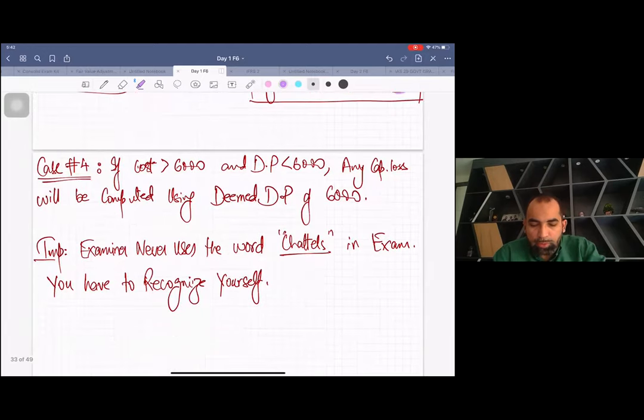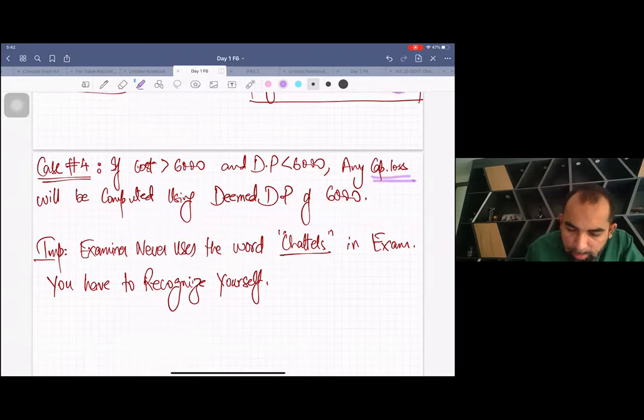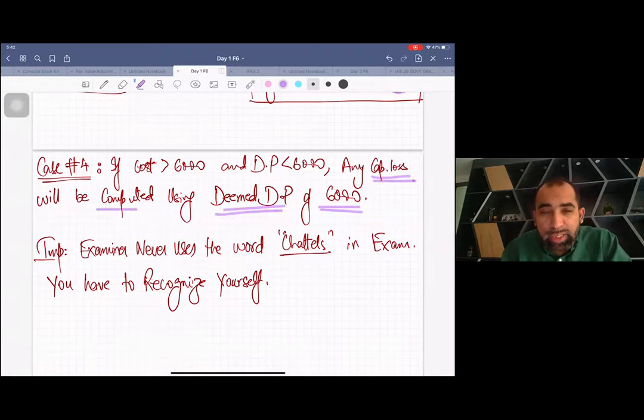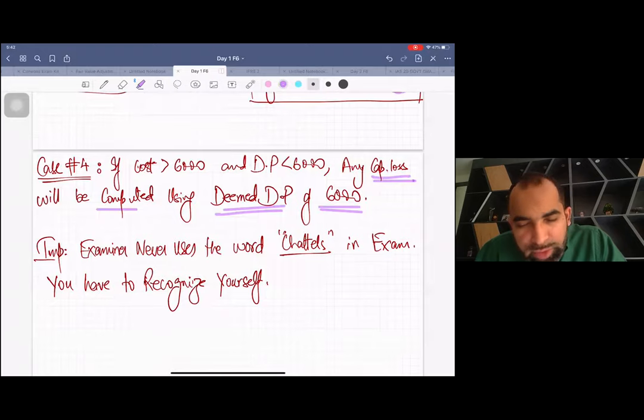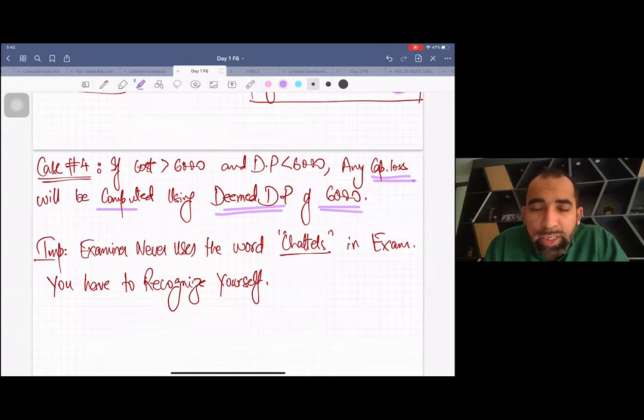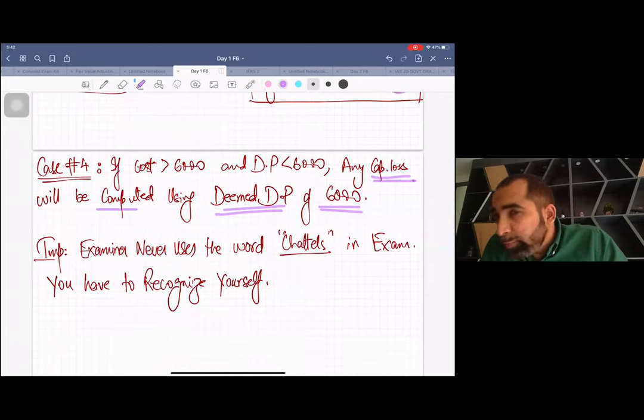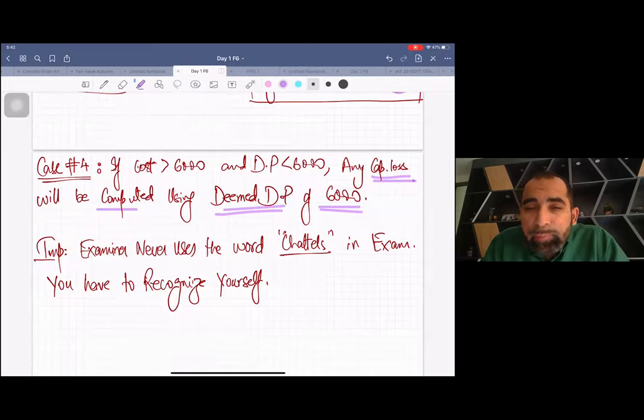And case 4 is the case of loss. If cost is greater than 6,000 and DP is less than 6,000, then any capital loss will be computed using a deemed DP of 6,000. You are not supposed to use the actual DP now; you have to use the assumed DP of 6,000. But the cost will be actual. Now you will get the capital loss, and you can get relief on this loss.